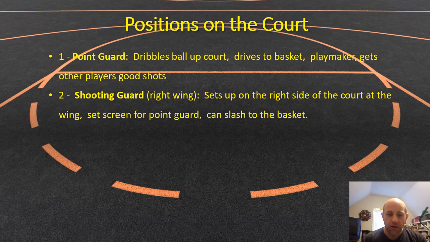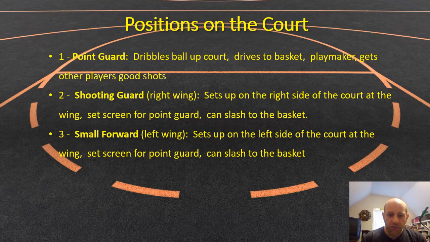The shooting guard, or we also call that the right wing, will set up on the right side of the court at the wing. His job would be to set screens for the point guard and slash to the basket, and when he gets the ball, try to take a good shot. The small forward is the left wing and will set up on the left side of the court at the wing. And again, depending on the play, he could set a screen for the point guard or slash to the basket or get the ball from a pass from the point guard and take a shot.